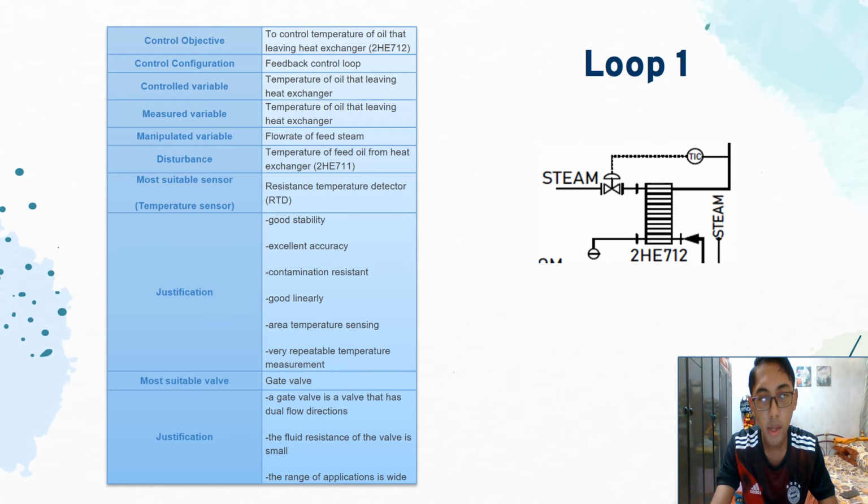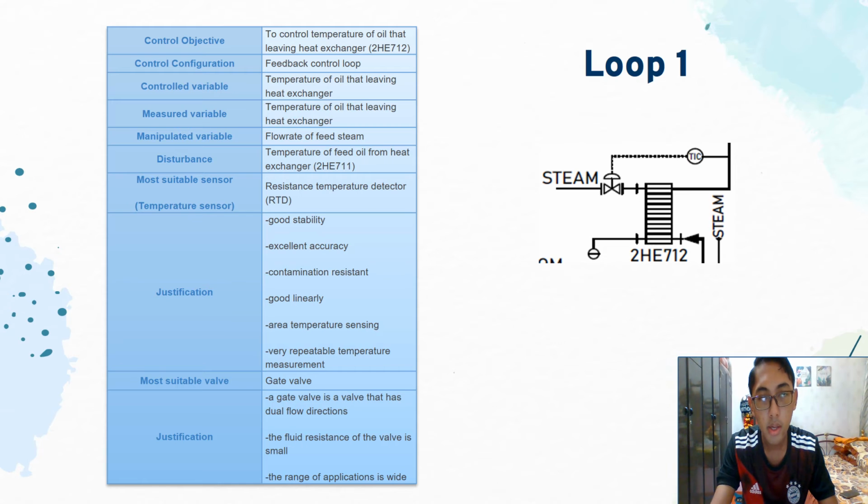The controlled variable and measured variable are the same, which is the temperature of oil leaving the heat exchanger. The manipulated variable is the flow rate of feed steam. The disturbance is the temperature of feed oil to the heat exchanger. The most suitable sensor is the resistance temperature detector, also known as RTD.